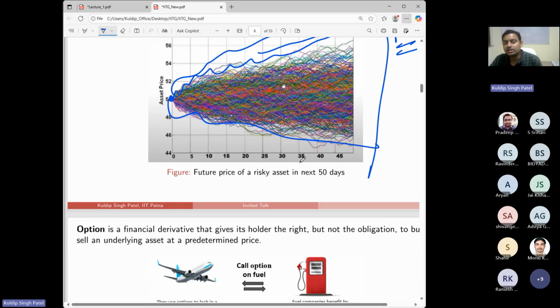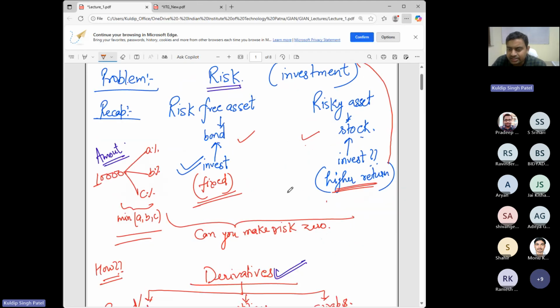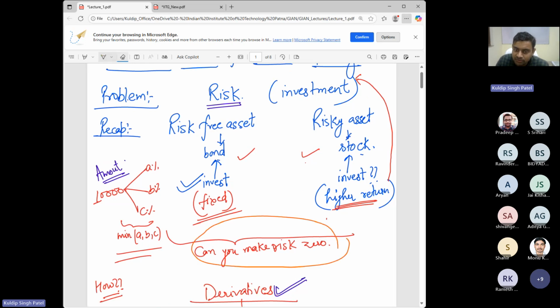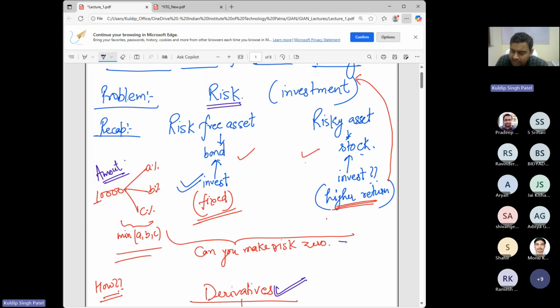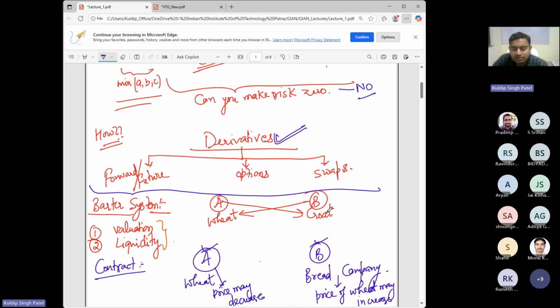So I just wanted to give you a glimpse of risky assets versus risk-free assets. Our target is how to make risk zero. I mean, how to make risk minimum. Of course, we cannot make risk zero, right? So our target is to make the risk minimum, right? And I told that derivatives help us in making the risk minimum. Derivatives are of many kinds: forward, future, options, swaps, etc.